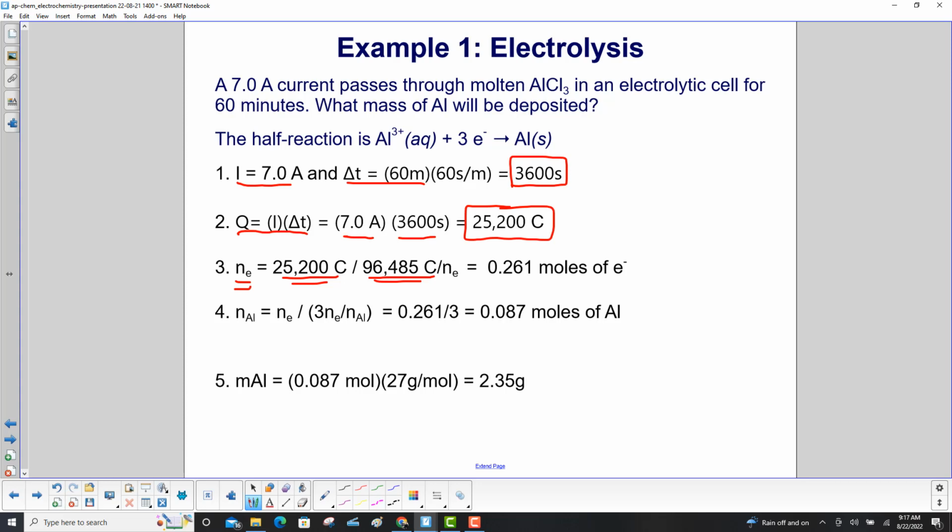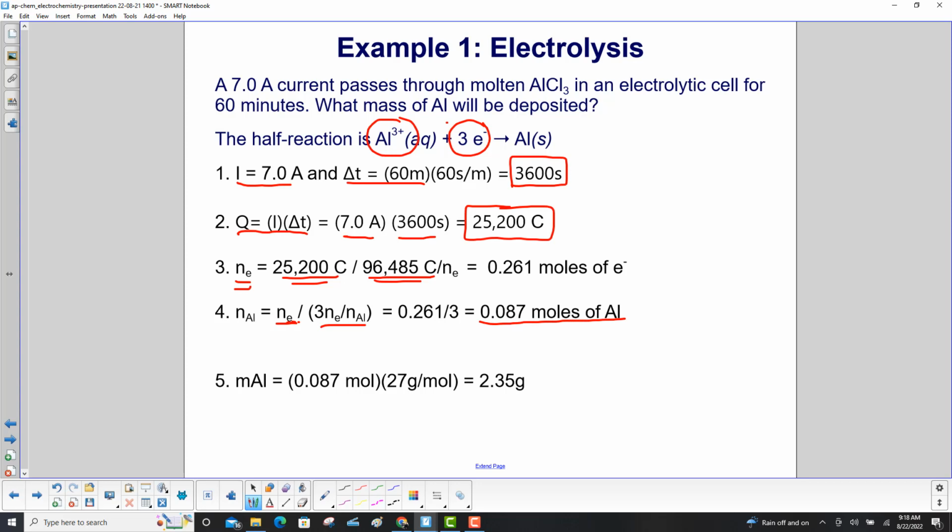Now we need to know how many moles of aluminum. Well, we have the number of electrons already found, and what do we notice here? We have 3 moles of electrons for every 1 mole of aluminum. So that's this conversion factor here, and we get 0.087 moles of aluminum.